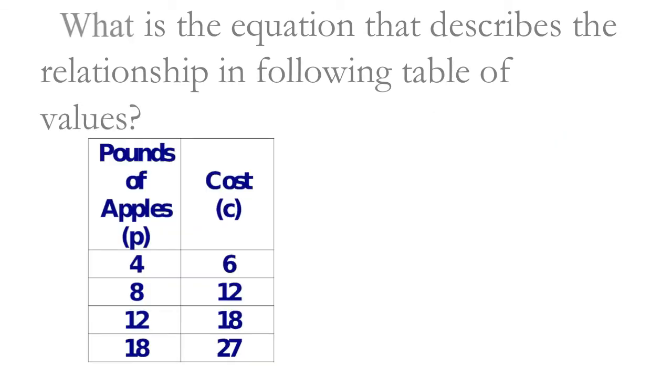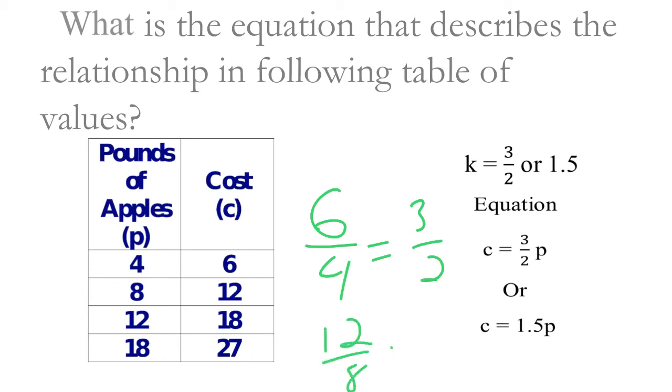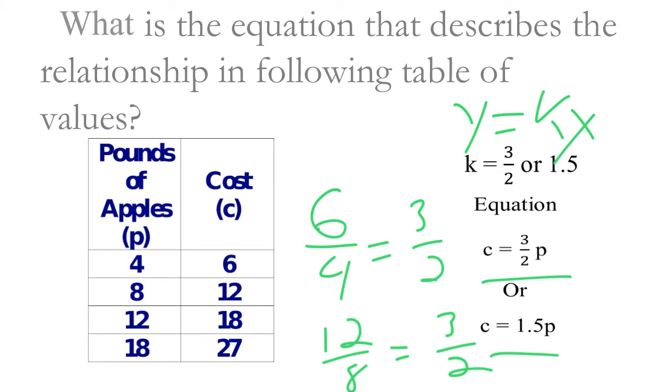What is the equation that describes the relationship in the following table of values? Well, if we find k first, we would find k to be 3 over 2, or 1.5. I can get that by taking any of these numbers and doing 6 divided by 4, which gives you 3 over 2, or 12 divided by 8, which is also 3 over 2. And then just plug it back into our equation, y equals kx. And we end up with c equals 3 over 2 p, or c equals 1.5p.